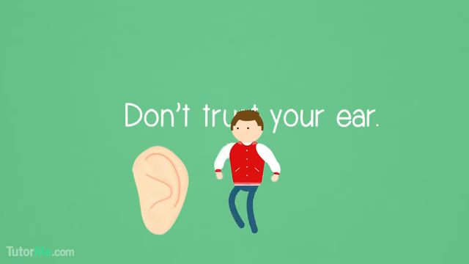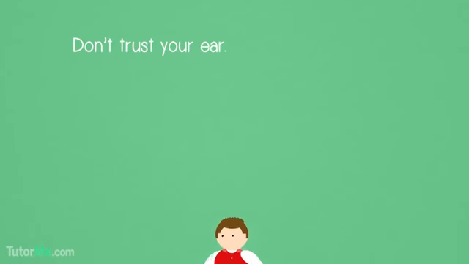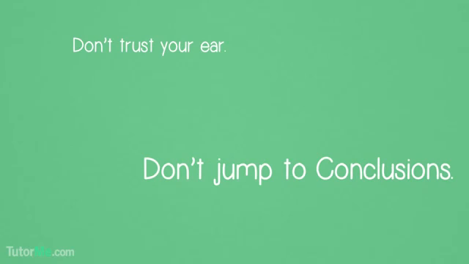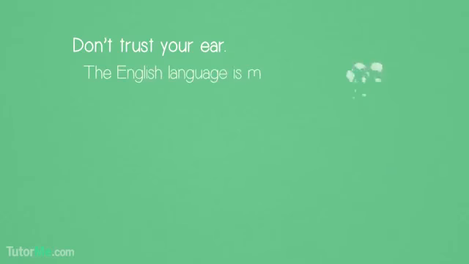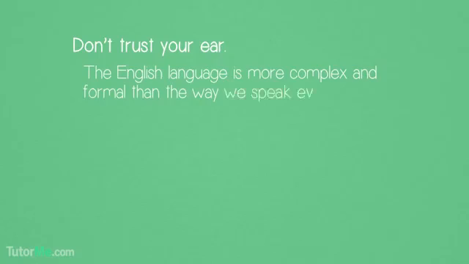Here is another important piece of strategy. Don't trust your ear. Oftentimes, sentences will be so incorrect that it'll sound obvious what is wrong with them. Don't jump to conclusions just because something sounds or doesn't sound correct. The English language is much more complex and formal than the way we speak every day. This doesn't mean that you can't use your ear to guide you through a problem. Sometimes it'll be correct, but don't use your ear as an end-all be-all judge for the accuracy of grammar.